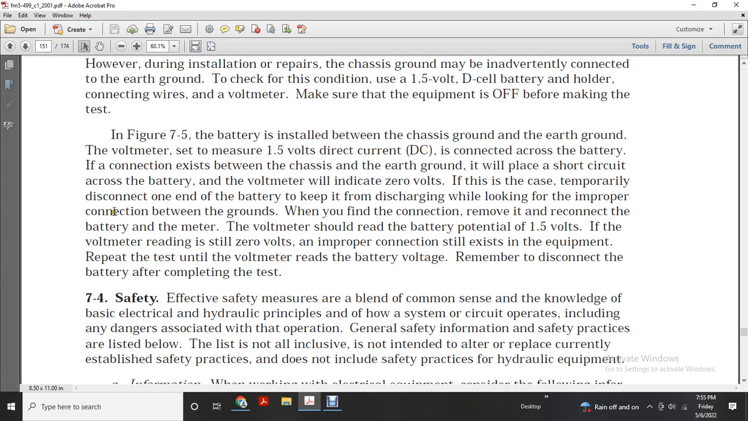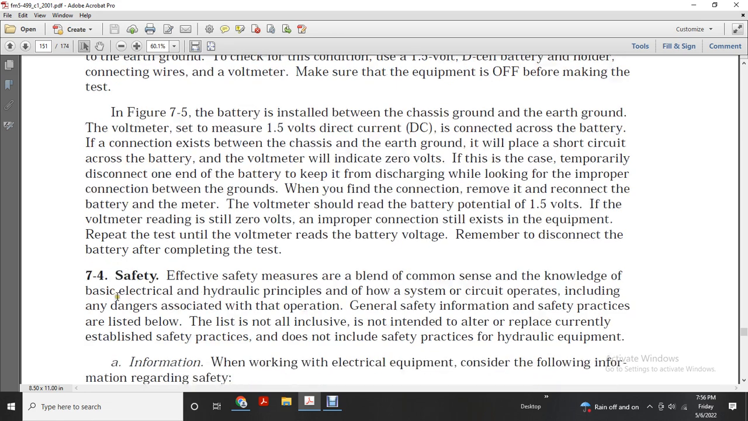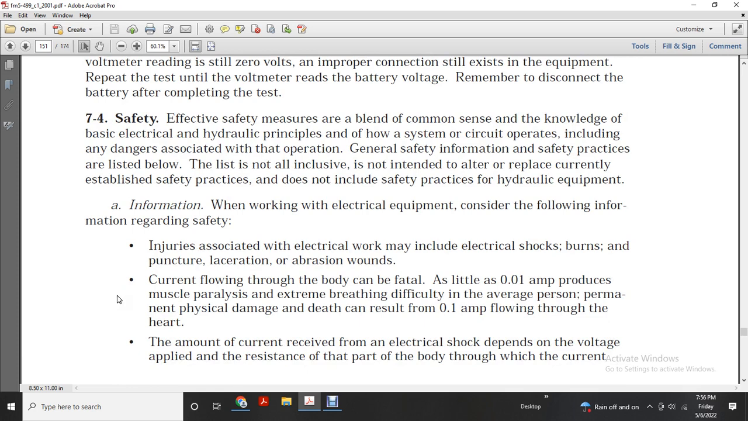If this is the case, temporarily disconnect one end of the battery to keep it from discharging while looking for the improper connection between the grounds. When you find the connection, remove it. Reconnect the battery to the meter. The voltmeter should read the battery potential of 1.5 volts. If the voltmeter reading is still 0 volts, an improper connection still exists in the equipment. Repeat the test until the voltmeter reads the battery voltage. Remember to disconnect the battery after testing, completing the test.